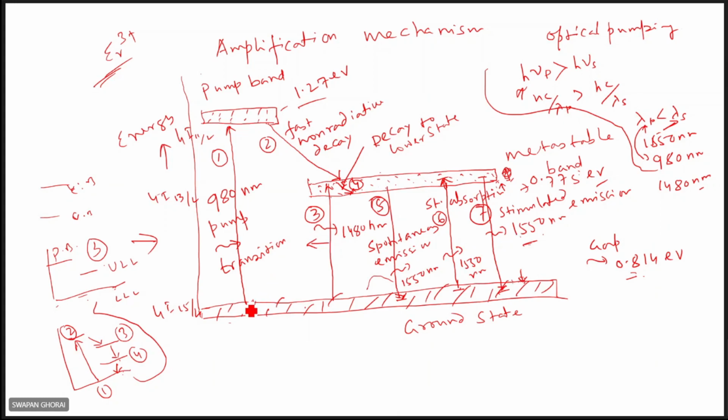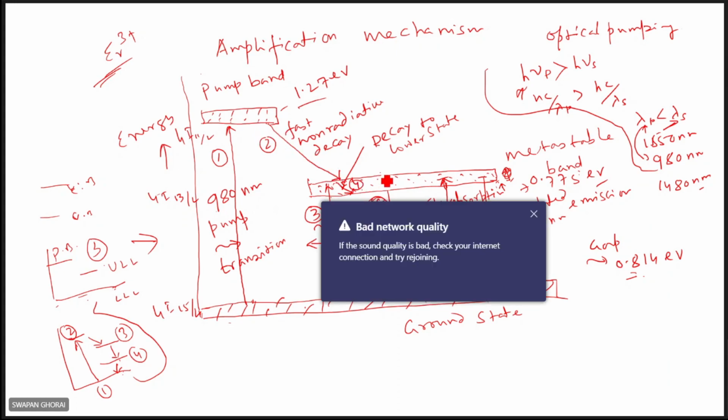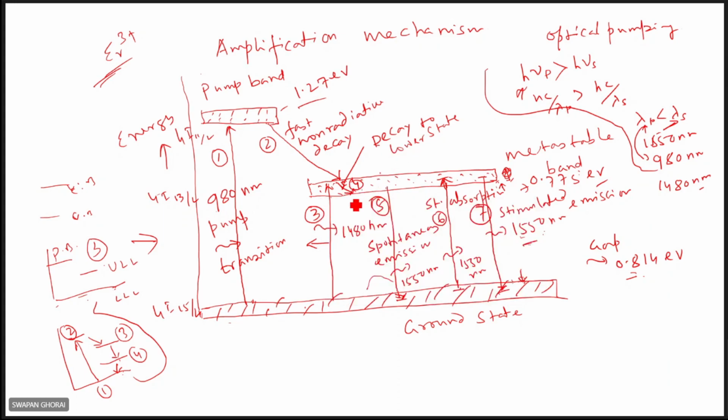So if you see the process, because of these pump transitions, pump photons, there are 2 pump wavelengths actually, 980 or 1480. If you use 980, then electrons will be excited into the pump band, and next there will be a fast decay, that is a non-radiative decay. There will be decay to the top of the metastable states. And after that, there will be a soft decay into the lower state. That is the fourth transition. So that is 1, 2.